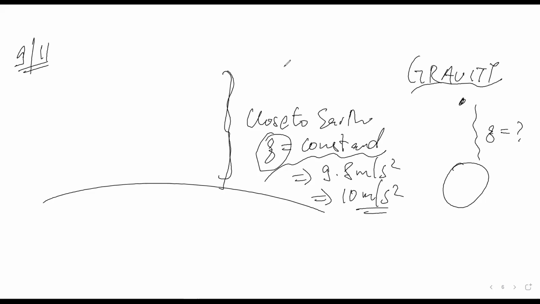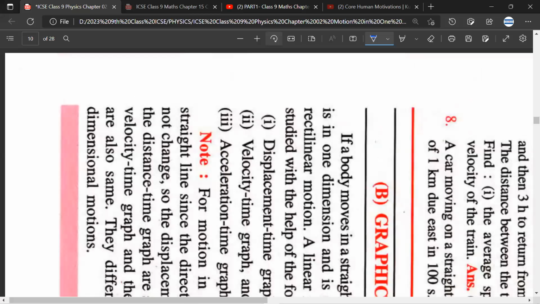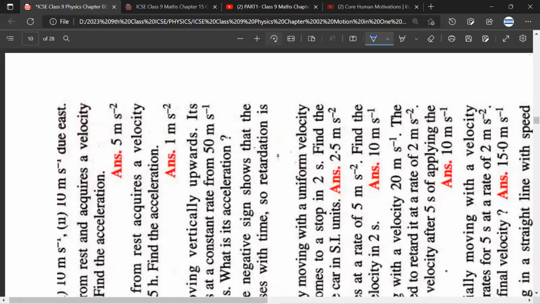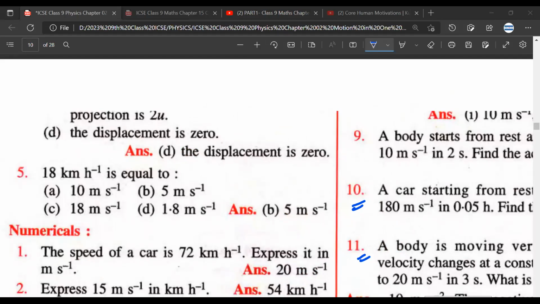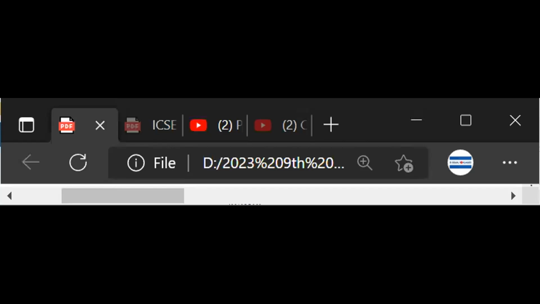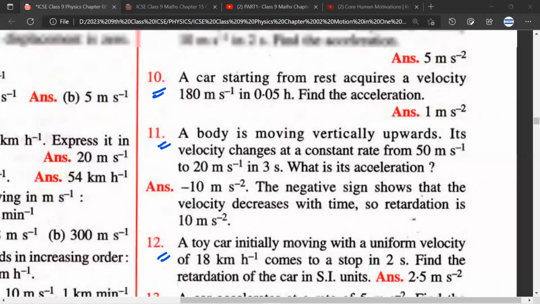So let us come back to the numerical. Sorry. Yeah. So let us come back to the numerical. One second. So we come to this numerical again.